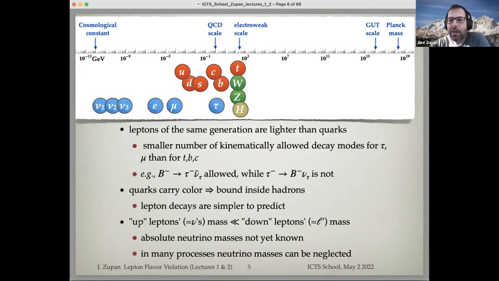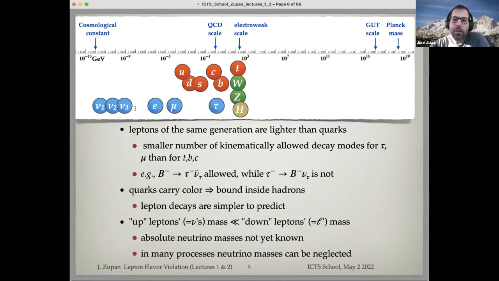Then the other thing that is kind of interesting is that the up leptons, which are the neutrinos, here I put just the upper bounds. The up leptons, the upper components of the doublets, are much, much lighter than the down leptons. That's different than in the quark sector, where, for instance, the up quark is lighter than the D quark, and then the C quark, which is an up type quark, is heavier than the strange quark. Here, the neutrinos are much lighter.